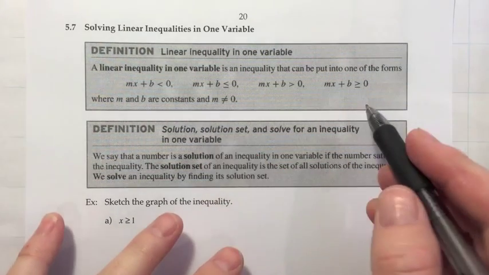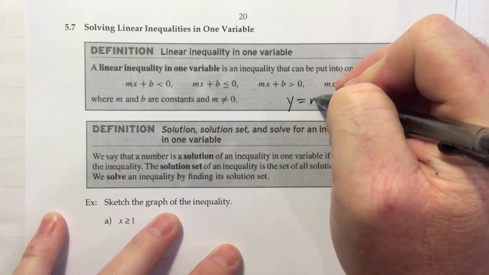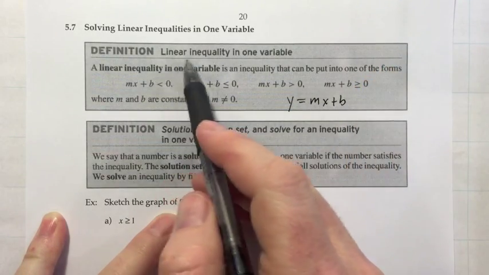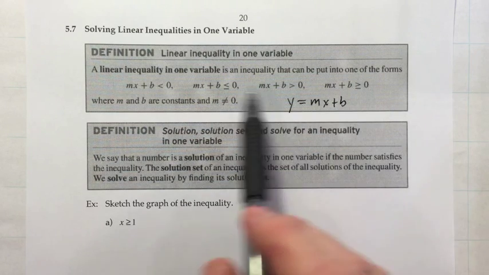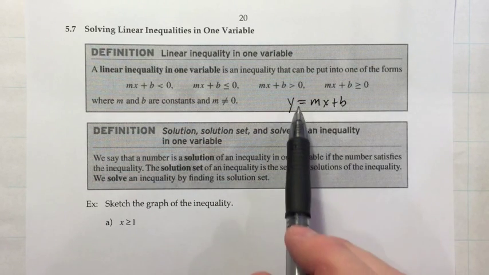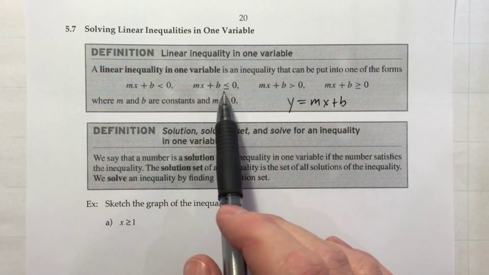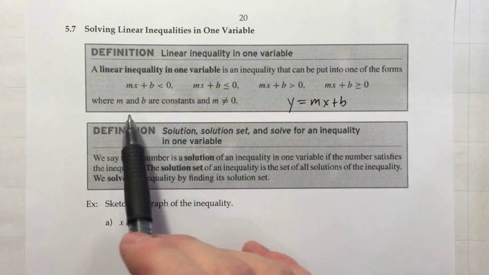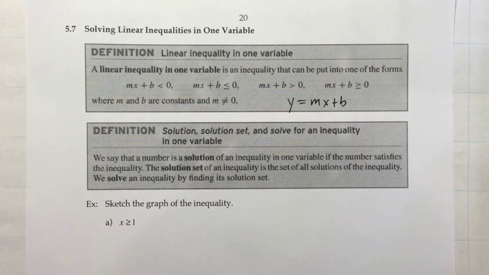What I want you to see about these four forms is they basically look like y equals mx plus b, the equation of a line, and that's why we're talking about them as linear inequalities, except that instead of the y, they've put a 0, and then instead of an equals, it becomes an inequality because it has either a less than or equal to, a greater than or equal. And then m and b are constants, and m can't be 0. And that's the format that we're going to be working with.